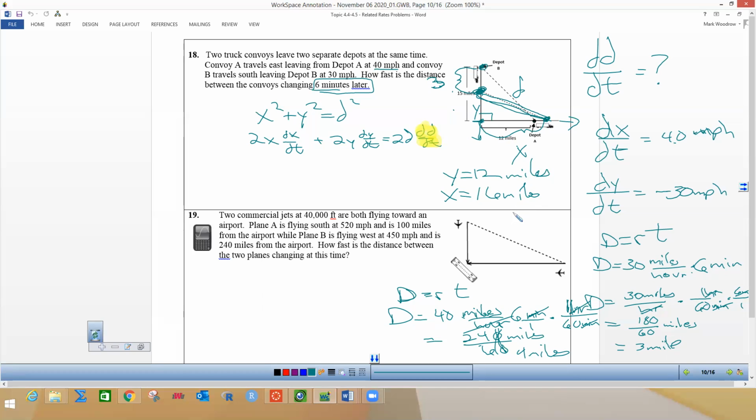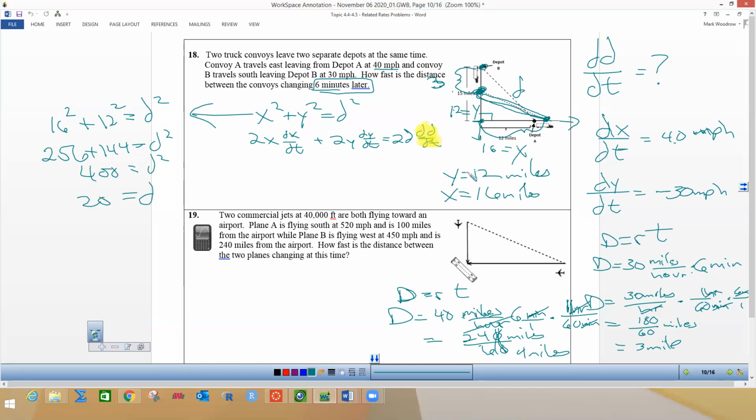Now I got to find out what D is too, because there's a D in here I got to plug in for. So we're talking at the exact moment that this is 12 and that this is 16. We got to find D. So we got to use this top one for that. So we use that top one and we're going to get 16 squared plus 12 squared is going to equal D squared. So I believe 16 times 16 is 256, and 12 times 12 is 144. So I believe we get 400 here, and if you square root 400, I believe you get 20. So that means at the exact time that X is 16 and Y is 12, D is 20 miles.